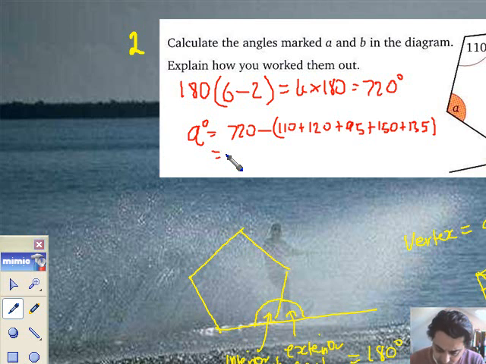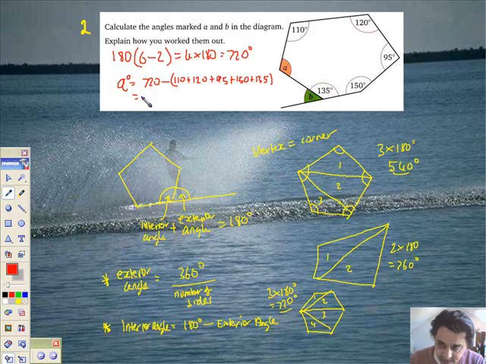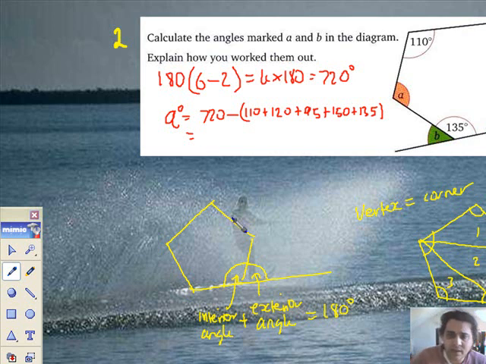Oops. Start again. Press the wrong button. Right, 720 take away 110 and 120 and 95 and 150 and 135, and I've got 110 left. So angle A is 110 degrees.